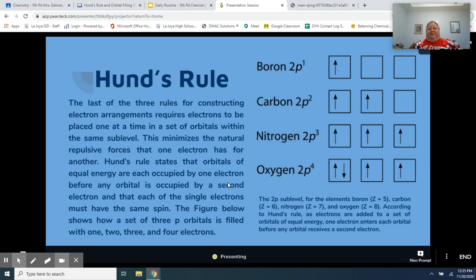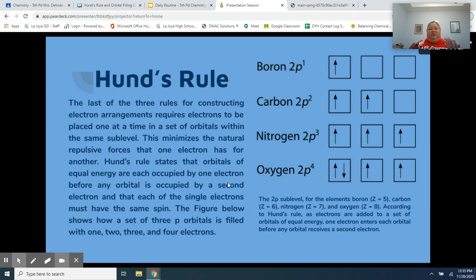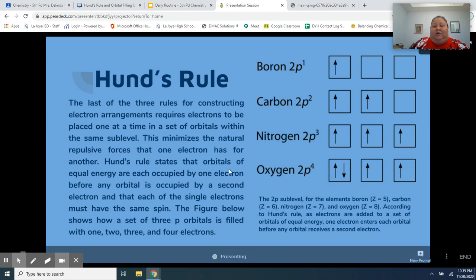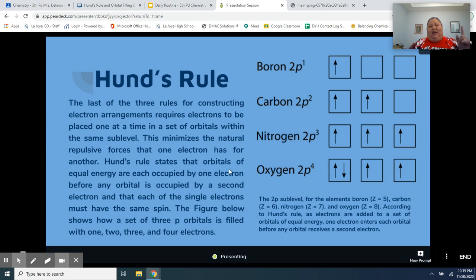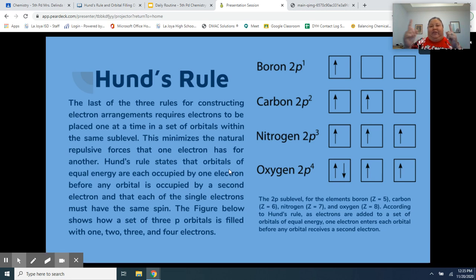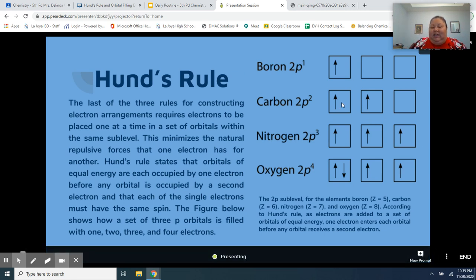So Hund's rule. You must equally distribute. You have to give 1 electron into each orbital before you give a second. That's one part. Now, there's a second part to Hund's rule, that each of the single electrons must have the same spin. And what do I mean by spin is they have to all face up. They all have to face the same direction. Okay? In this case, for nitrogen, all of these arrows are pointing up.